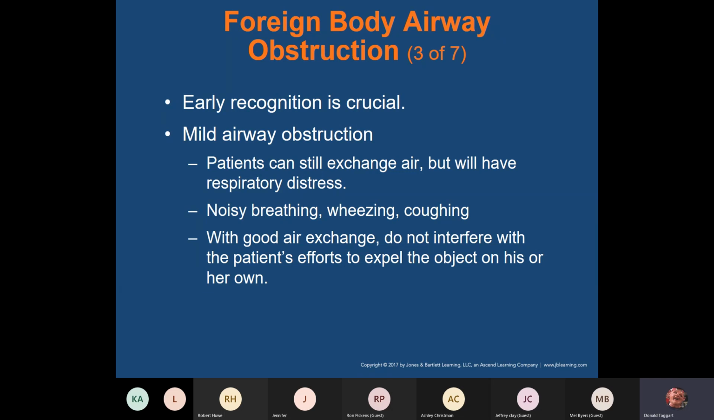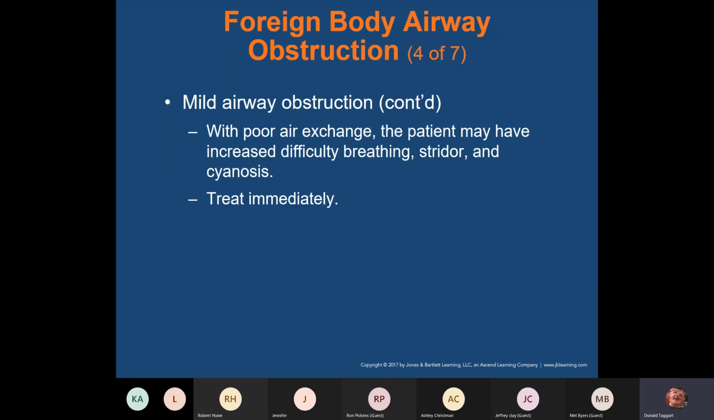Early recognition is crucial. So remember, like in your CPR class, if someone can talk, cough, whisper, you don't really want to do a lot. Let them try to cough and clear that out. It's when all of a sudden they stop breathing, or you just have those little squeaks, wheezing, that we might need to intervene.